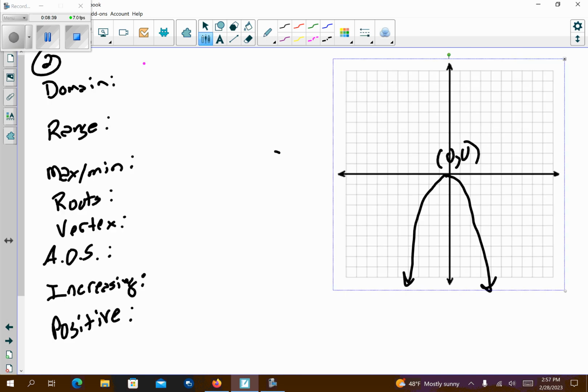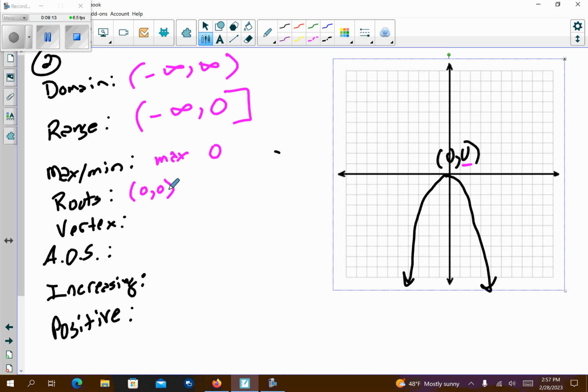Problem number 2. Well, our domain for all of our parabolas will be negative to positive infinity. Our range, this way, because it's upside down, is coming from negative infinity because I go bottom to top, and it goes all the way up to 0. That's a hard bracket. That is a maximum value, and our maximum value is the y value. Do we have any roots? We actually do. We have a root at 0, 0. That's the only root. It's where the vertex is, but that's okay.